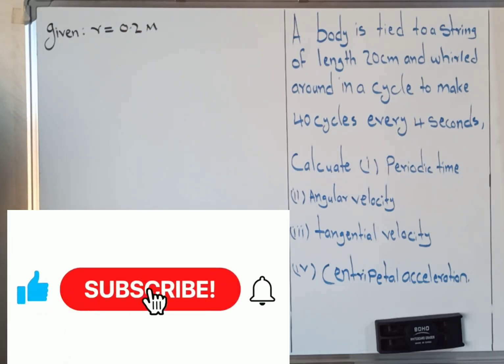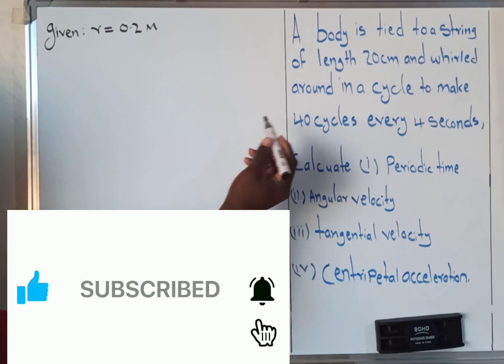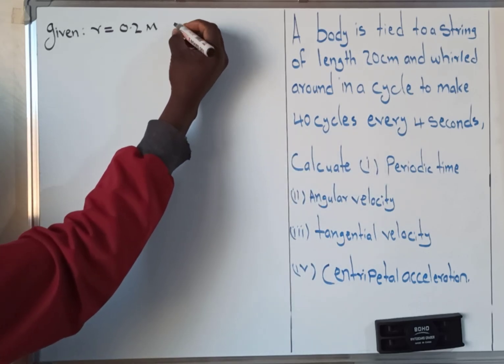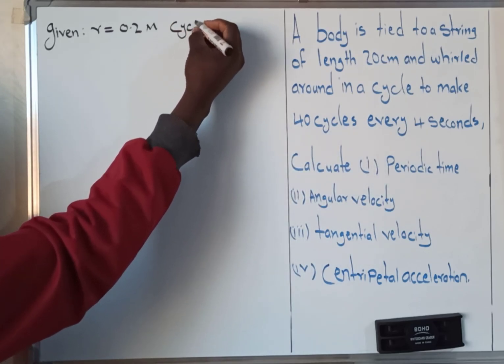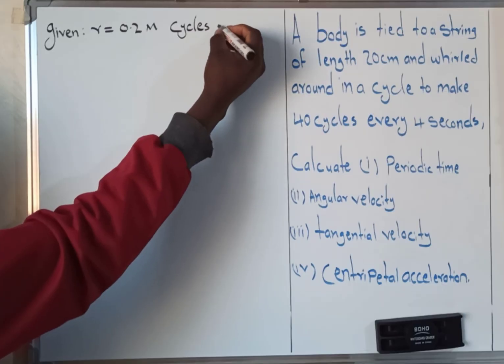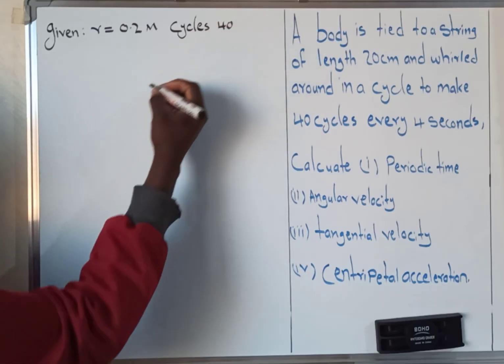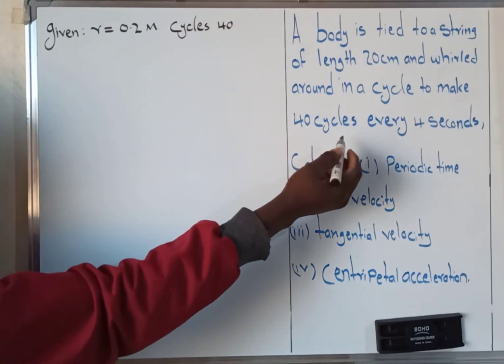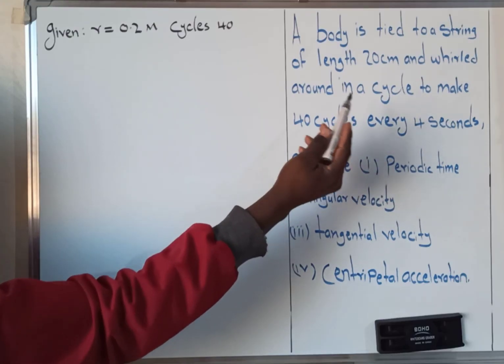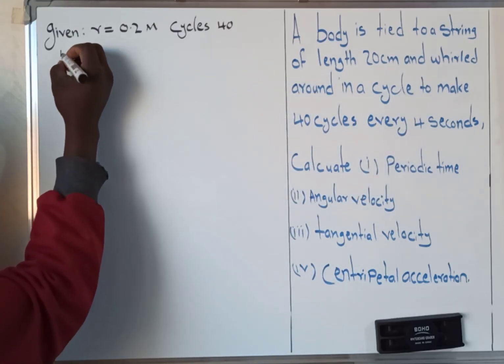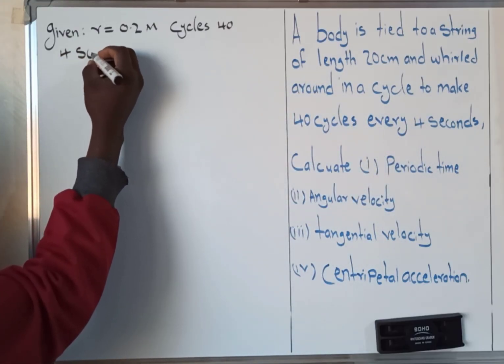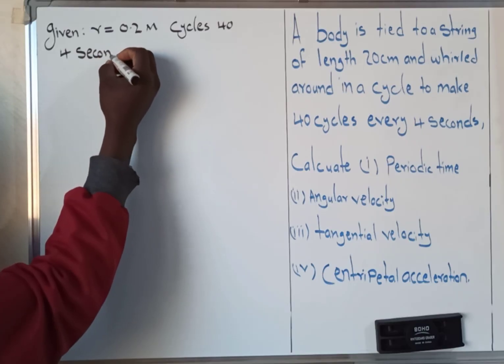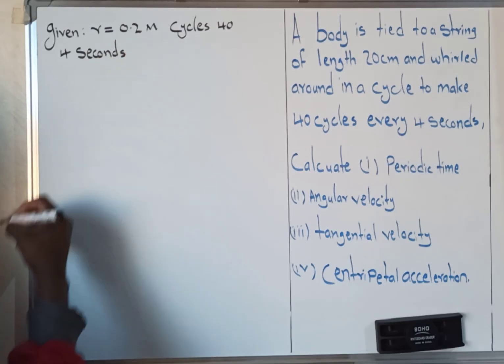That is the unit. Therefore we have here 40 cycles, which means the number of cycles is 40, and we have every 4 seconds. So we have 4 seconds. So these are the givens we have in the question.